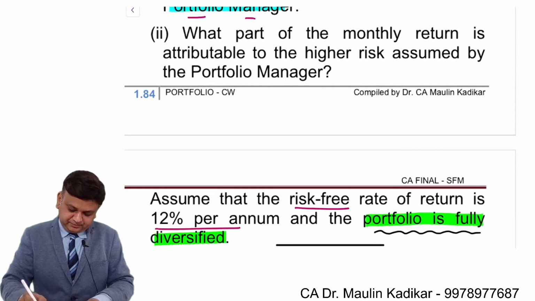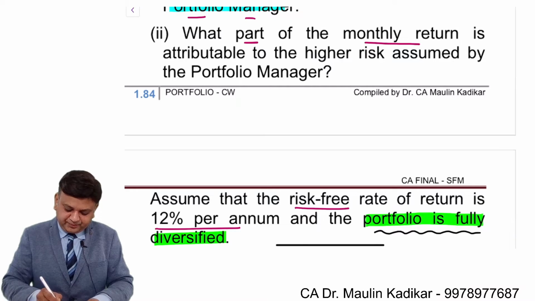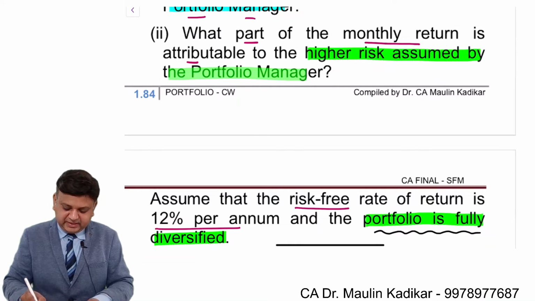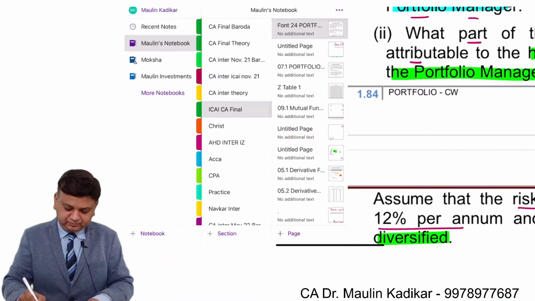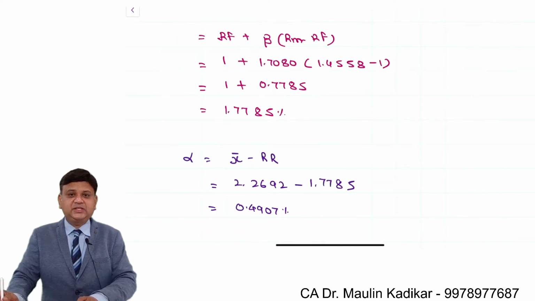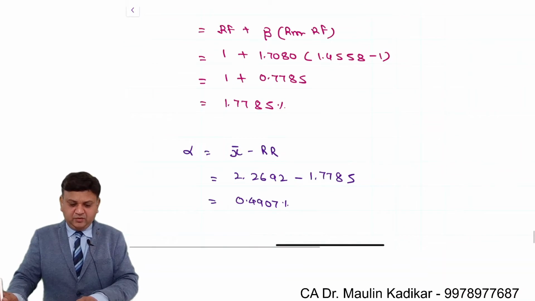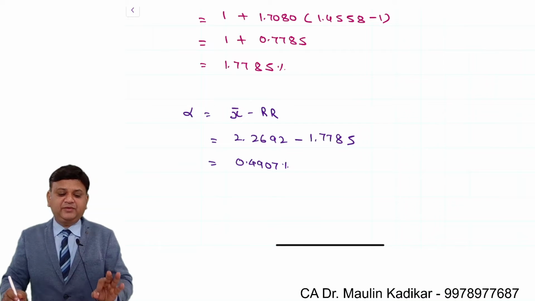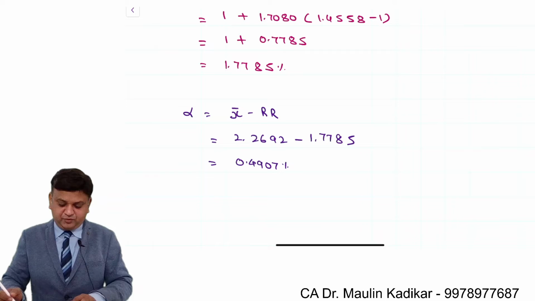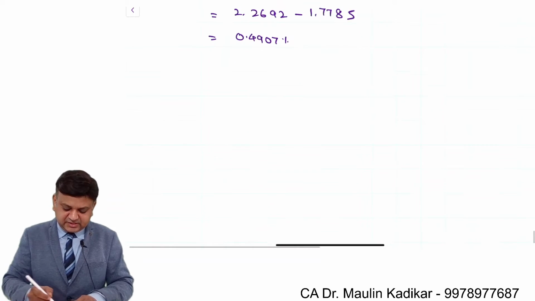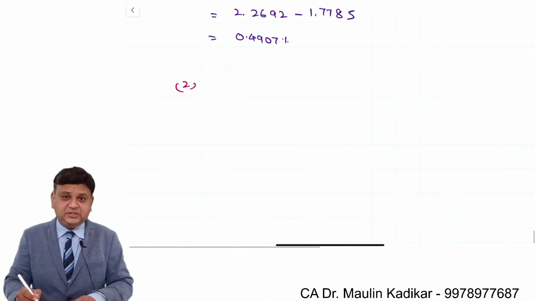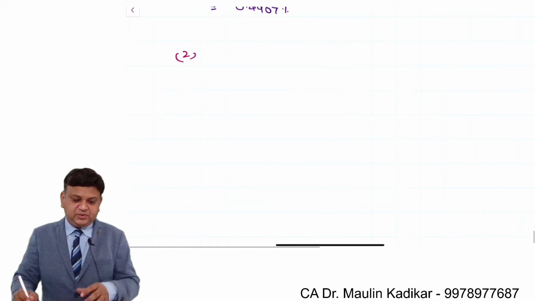Second part of the question: what part of the monthly return is attributable to the higher risk assumed by the portfolio manager? That is the question. So here the second part of the question says, what part of the monthly return is attributable to the higher risk assumed by the portfolio manager. Let us understand how to make the calculation of the answer. Let me explain you.